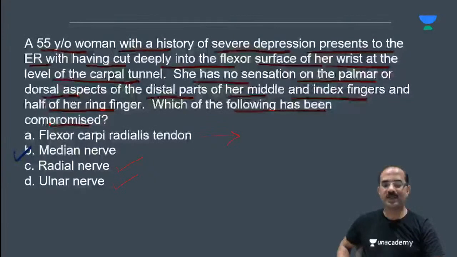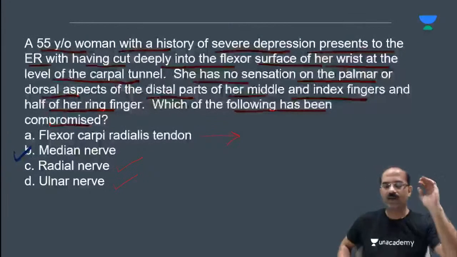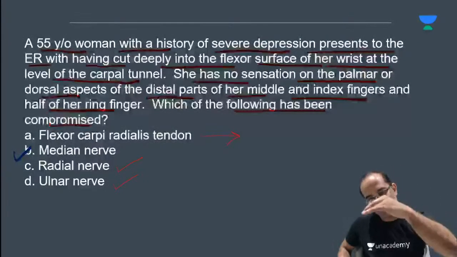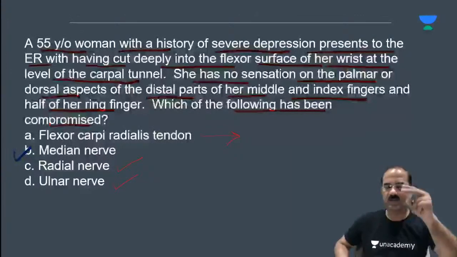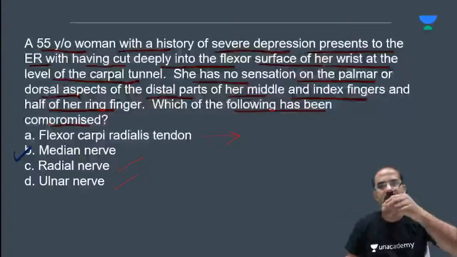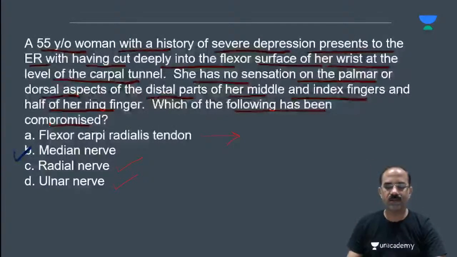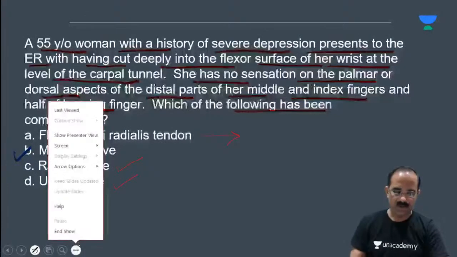No. It doesn't pass through the carpal tunnel. It passes through the split of the flexor retinaculum. The flexor retinaculum on the lateral side splits like this, it divides like this, and through the split of the flexor retinaculum passes what? Flexor carpi radialis. No, it doesn't pass through the carpal tunnel. No confusions.